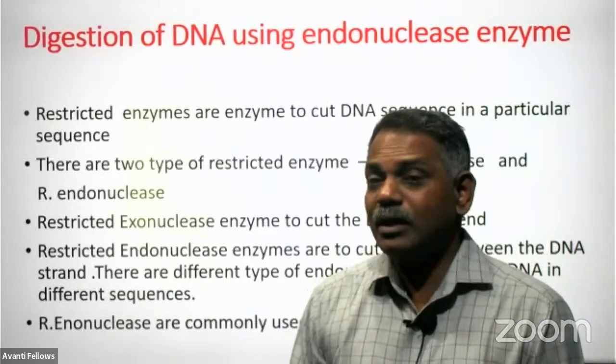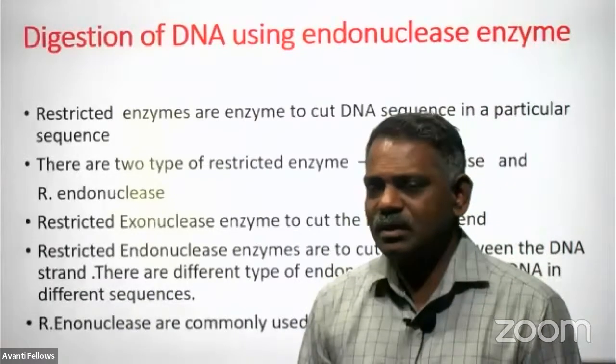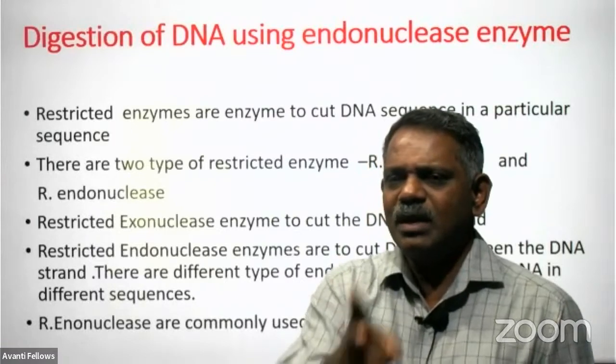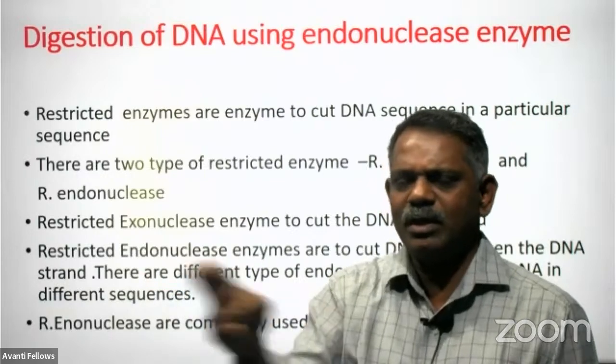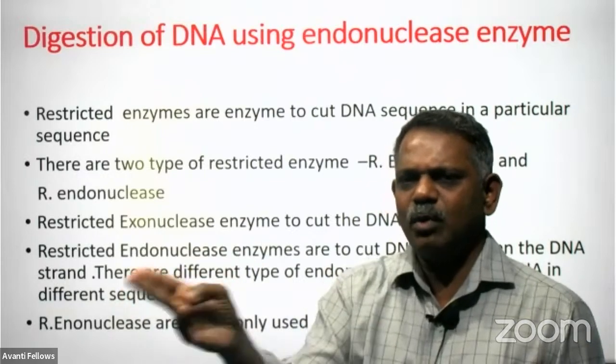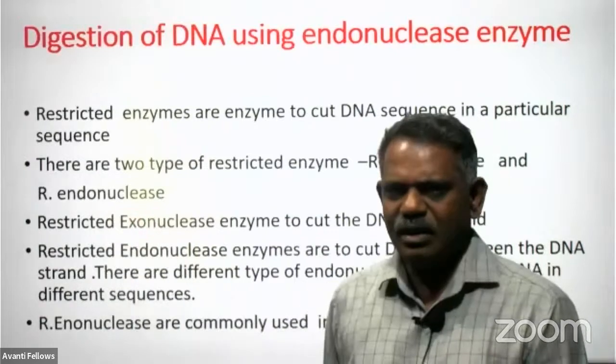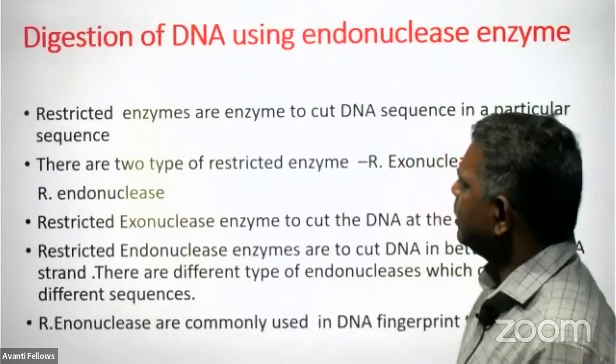Maybe you have heard about the palindromic sequence and other terms. Every endonuclease enzyme has a 6 base sequence. We call it what? The palindromic sequence, because we can read it in both directions in the same way. That is what the palindromic sequence is.